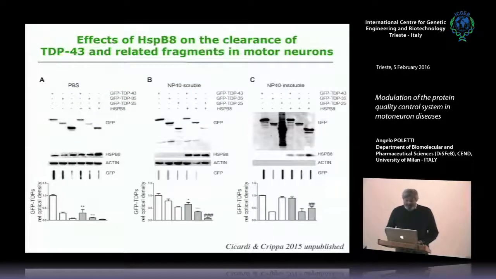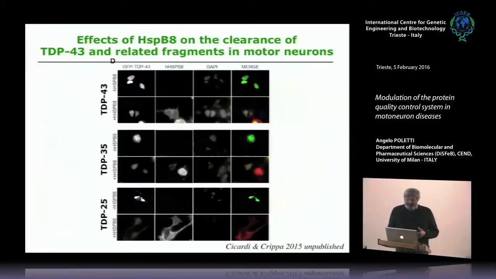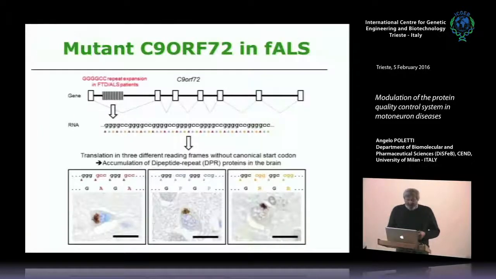Again, a complex slide, but if you focus here, there is the fraction that is really insoluble, NP40 insoluble, of TDP25, and you have a pro-degradative activity of HSPB8. And there is a confirmation in an immunofluorescence assay. But those are proteins, so proteins that misfold are actually normally present in the cells. But we can also test this in another model that is related to ALS.